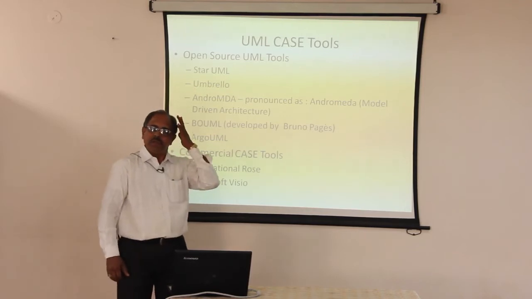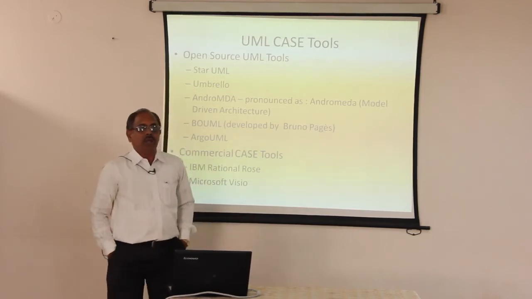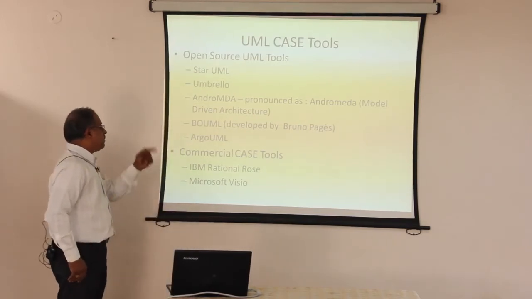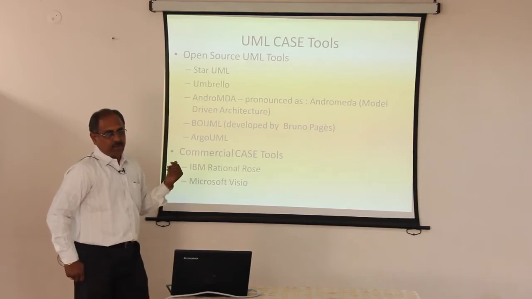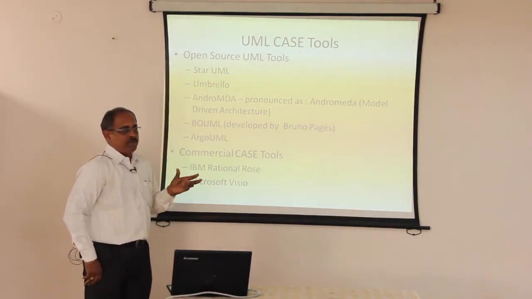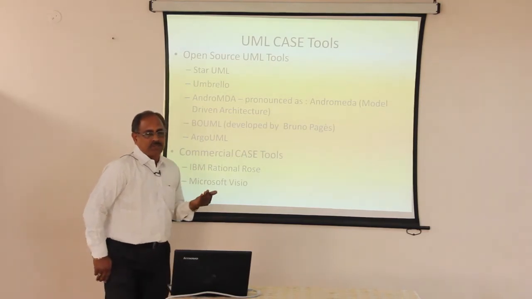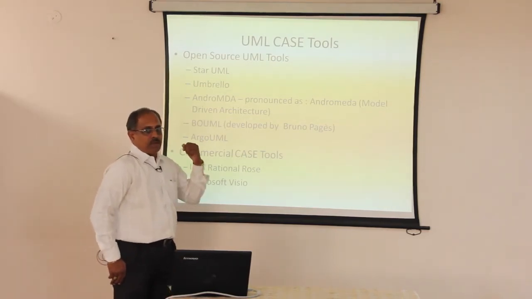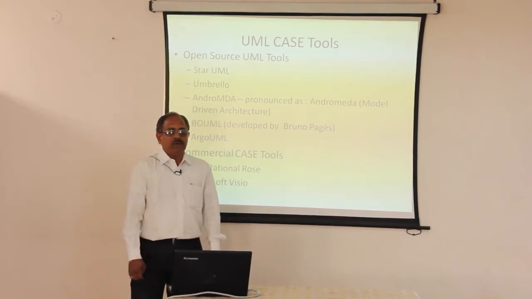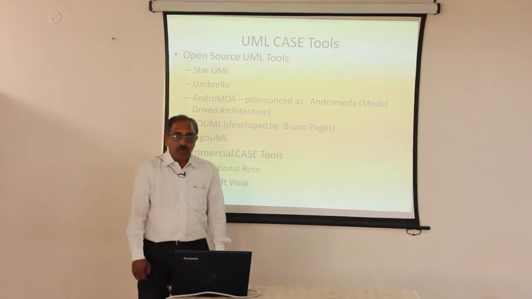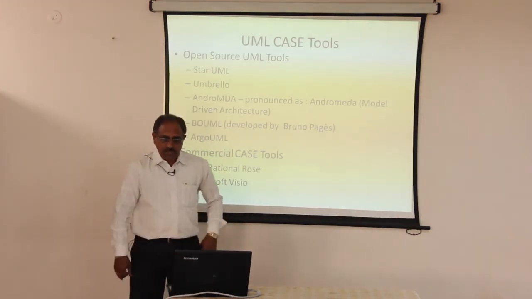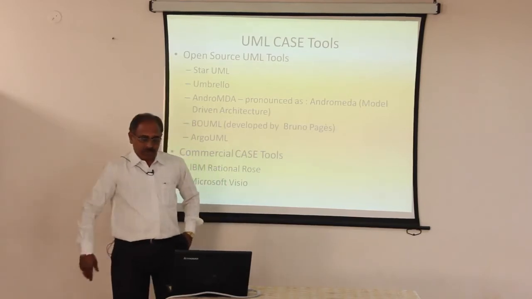These are the tools that are helping us to automate our life cycle phases. The life cycle phases can be automated using StarUML. These are open source UML tools we have. Open source is a tool that is provided with the code, so that we can modify it according to our requirement. Customization is possible in open source. In that we have StarUML and Umbrello, as well as AndroMDA. AndroMDA is also called Andromeda, and it is a model driven architecture.